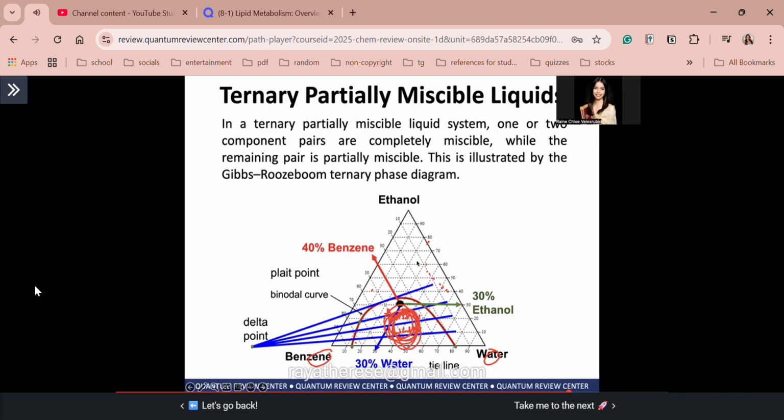Again, the tie lines, the diagonal ones, connect the compositions of the two coexisting phases, that is benzene and water. You see here we have benzene and water, and this is the tie line right between them. You can easily calculate the relative amounts based on tie lines.